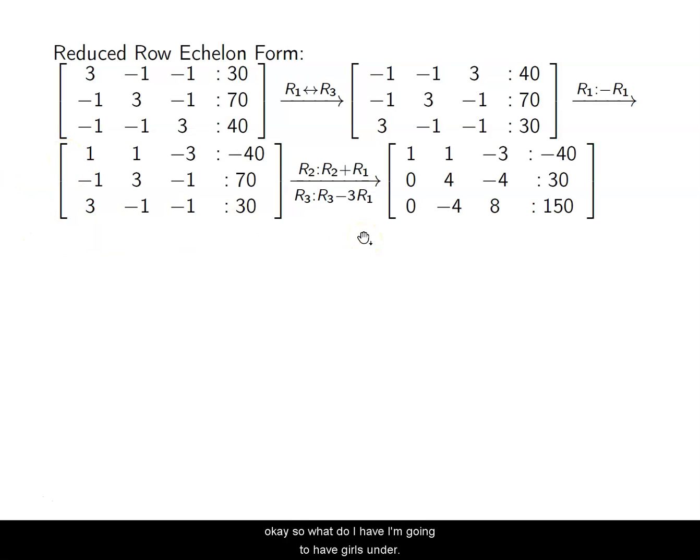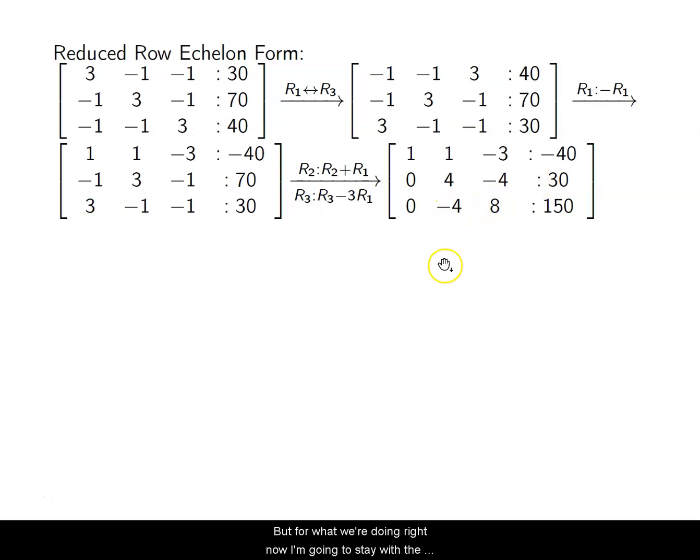Okay. So, what do I have? I'm going to have zeros under. These values are going to change as well. Okay. And so now I can move on to the next phase of my Gauss-Jordan elimination. My goal is to eliminate this one. Now I could also just add these two together to get this row to zero out, which is fine because my goal is to make this zero. I'm going a little bit backwards, but that's fine because then I'm going to make this one.